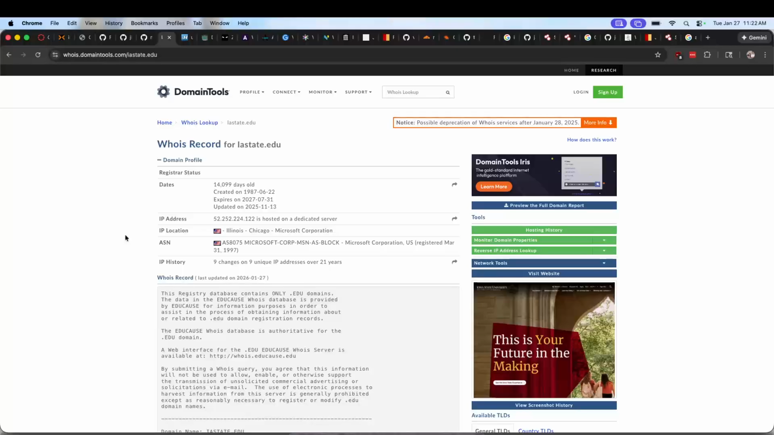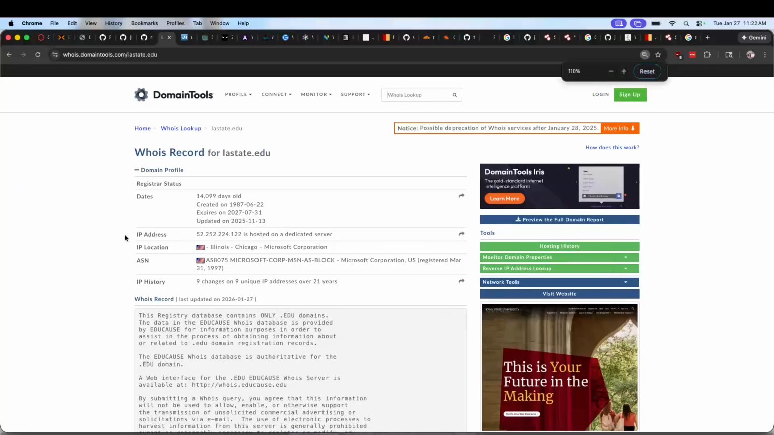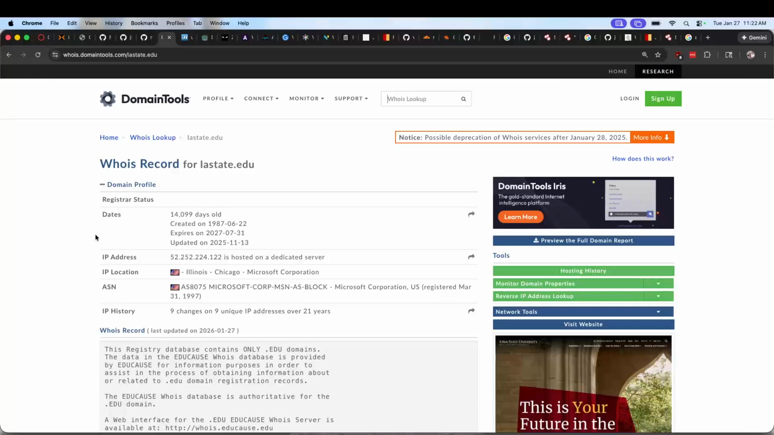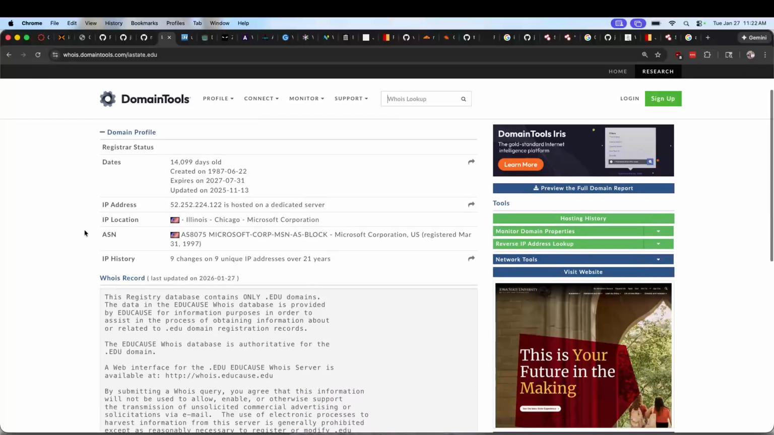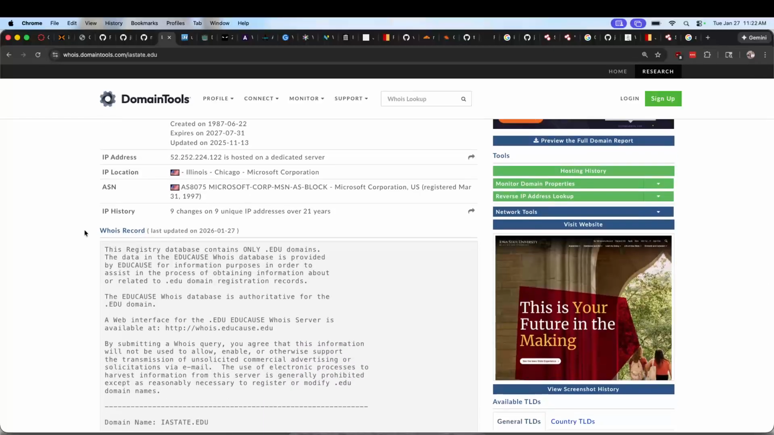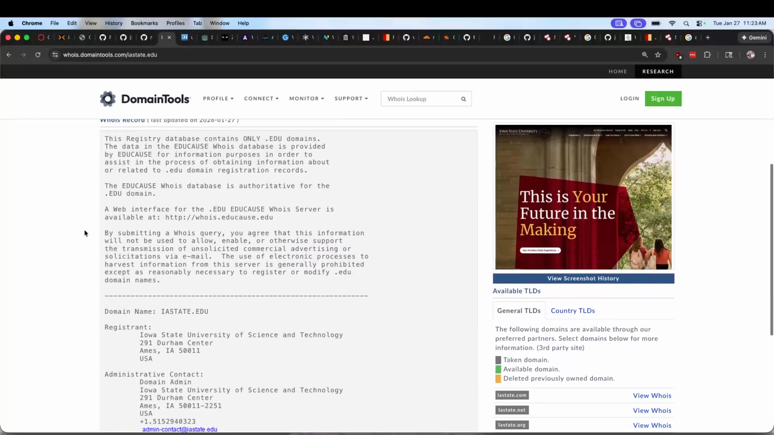So I put in iastate.edu. Maybe zoom in a little bit here. When was iastate.edu's record created? 1987. That's pretty early in the history of publicly accessible websites. The other difference between whois information provided in the year 2026 and what was provided maybe even 10 years ago is there is a trend to provide less publicly accessible contact information.